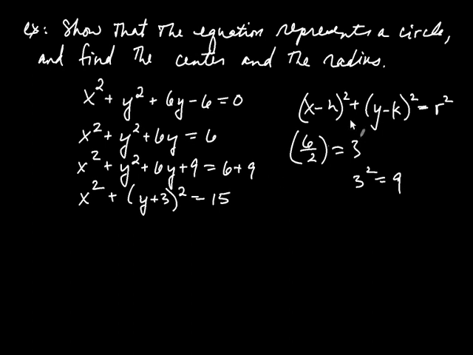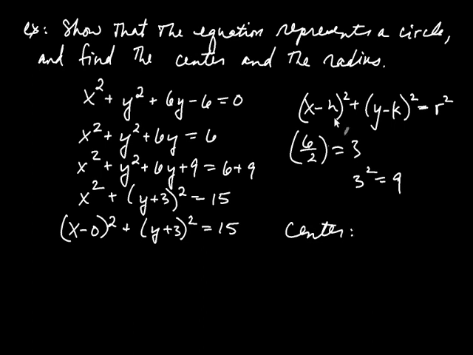And now we compare that with this form, right? So what would h have to be? Well, x take away what squared? Well, in this case it would be 0, right? We're really looking at x take away 0 squared plus y plus 3 squared is equal to 15. So we see that the center, which are the coordinates h, k, the x-coordinate is 0, because that's what we're subtracting from x. Now what do we have to subtract from y to get y plus 3? That's going to be negative 3, right?